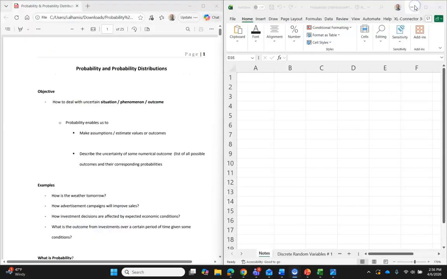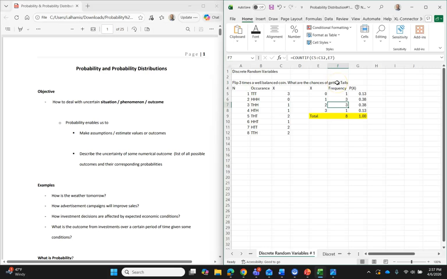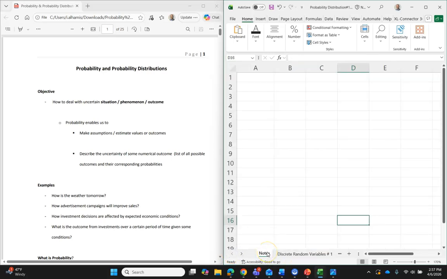So here I have notes which are also posted, and then I have an Excel file where I'm going to create notes and show what was covered in class. And so we flip a coin 3 times and see what are the chances of getting tails or heads. And so we can show the distribution. But before we go there, as I said, we need to understand what is probability.